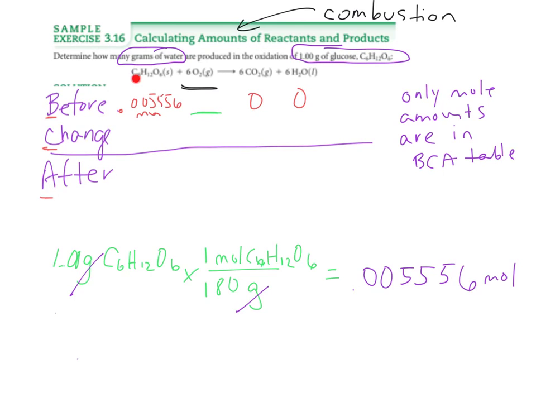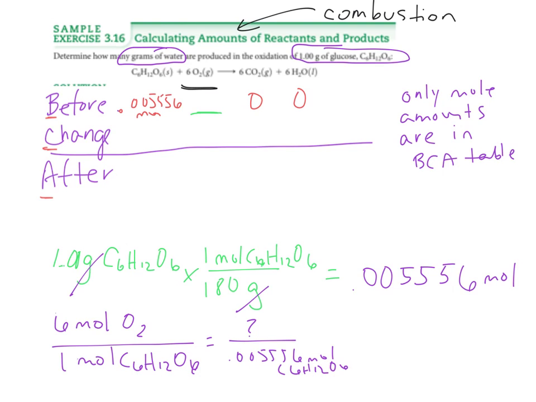Now, let's look here at how many moles of oxygen we're going to need to react with this 0.00556 moles of glucose. Here we're going to have to do a little side math. For every 1 mole of glucose that we have, we need 6 moles of oxygen to react. So I'm going to use that ratio to figure out how many moles of oxygen I need if I have 0.0056.